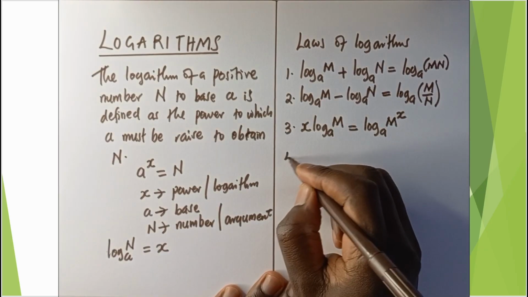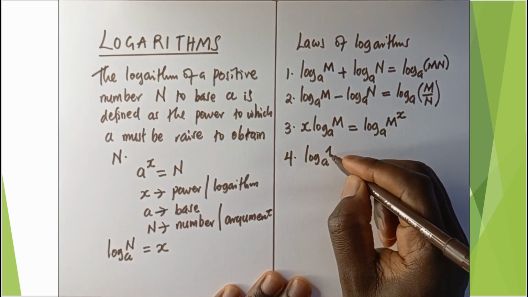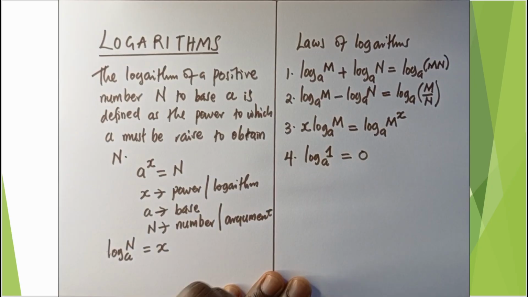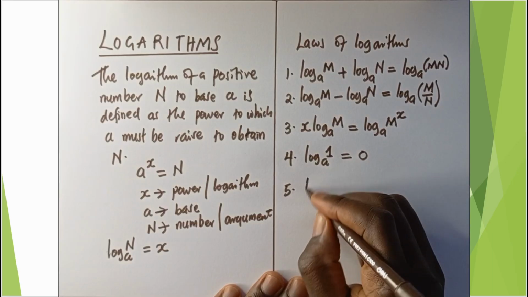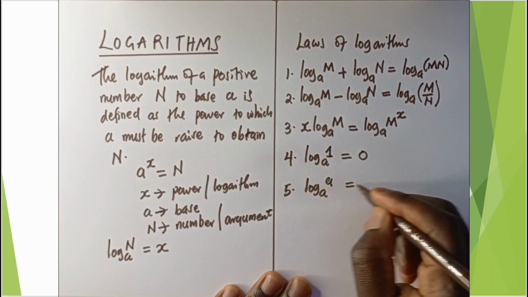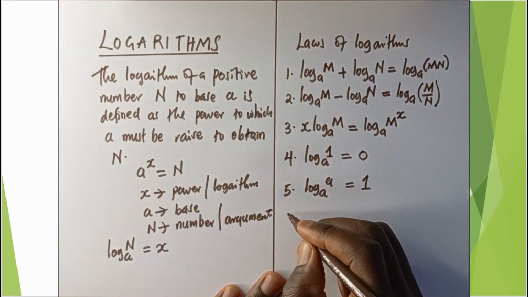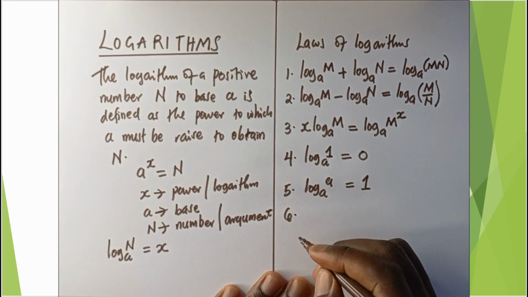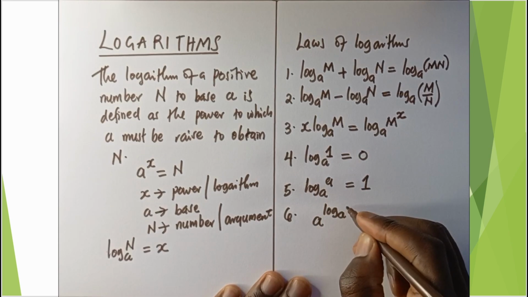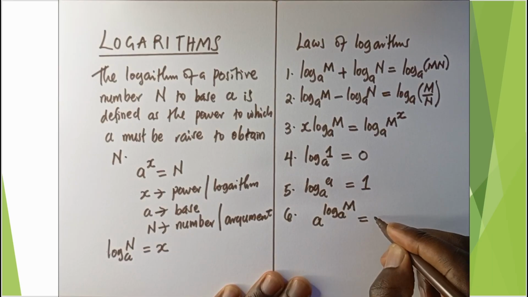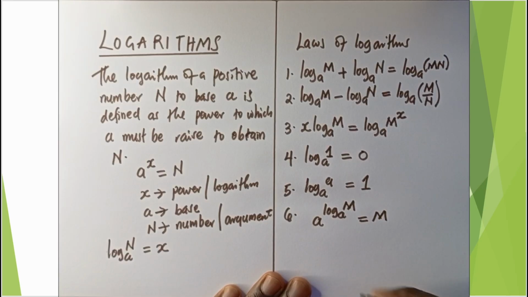Now the fourth one says that log base a of 1 is equivalent to 0. Another one, the fifth one, is log base a of a is actually 1. And also the sixth that we have is a to power log base a of m is actually m. So when the bases are the same, the argument is what we obtain.